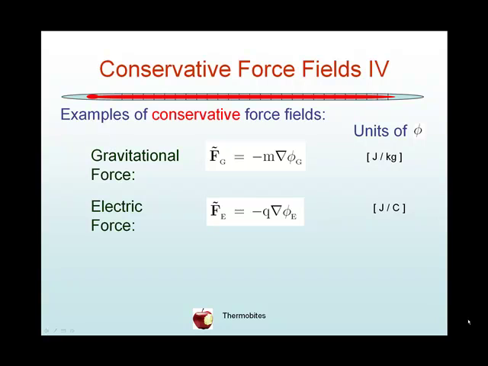So we can define a couple of conservative force fields. The first one is gravity, which we'll be looking at in this series of lectures. F_g is minus m grad phi_g. So phi subscript g is the gravitational potential or geopotential, and m of course is the mass of an object in that gravitational field. The electric force, F_e, is minus q grad phi_v, where phi_v is the electric potential and q is the charge.